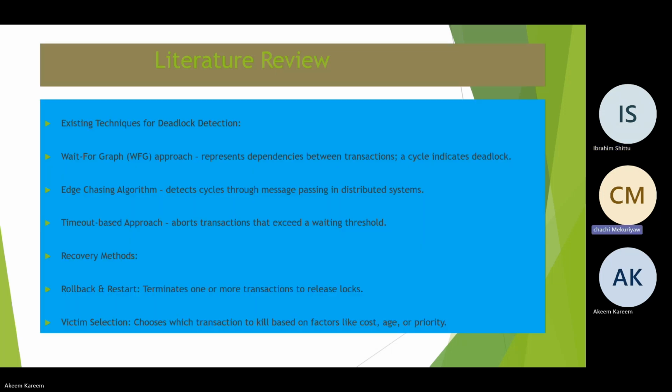Thank you, Ibrahim. I'm Chachi, and I will discuss related literature. First, let's see existing detection approaches. The wait-for graph approach models the dependencies between transactions. The edge-chasing algorithm is another major technique. We also have timeout-based methods. Next, once a deadlock is detected, systems must recover. Rollback and restart is one recovery method. Victim selection determines which transaction gets terminated. Next slide.